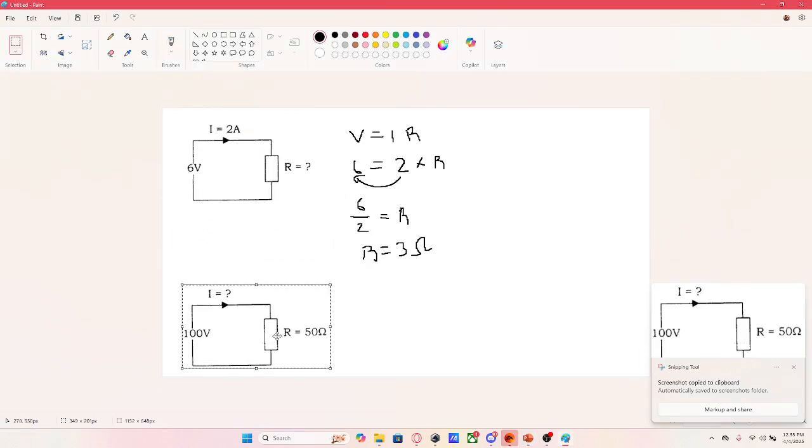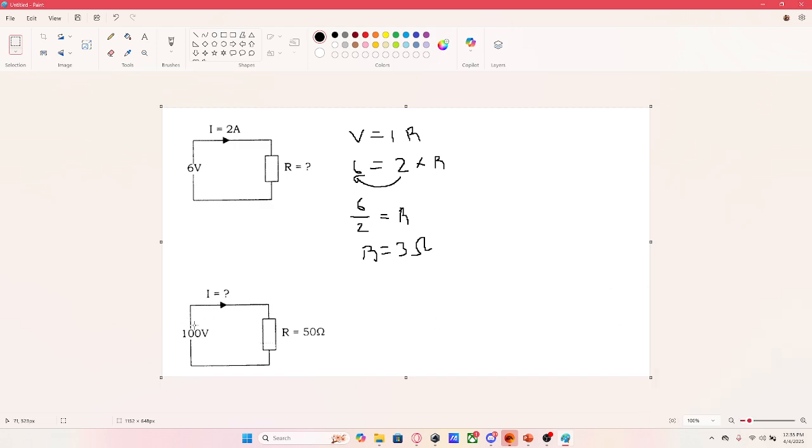Here, they do not show the value of current. We have the value of voltage, we have the value of resistors. So, we still use the same equation, V equal to IR. We know that V is 100, and I is unknown. We do not know what the current is yet, but the R we already know, times 50 ohms.